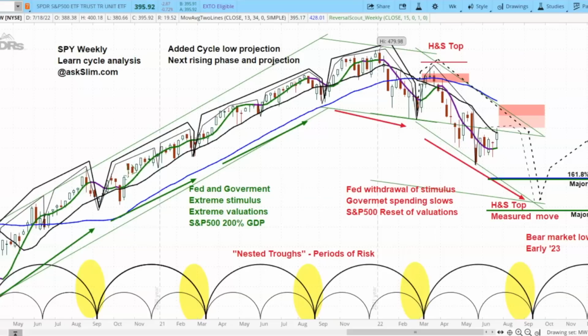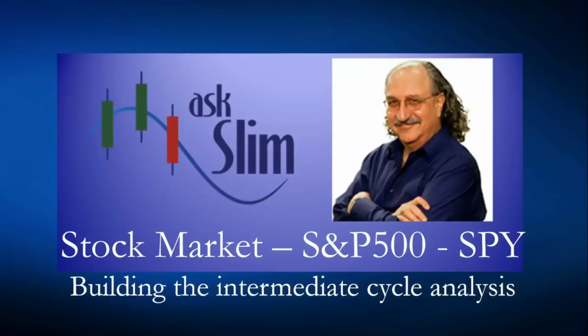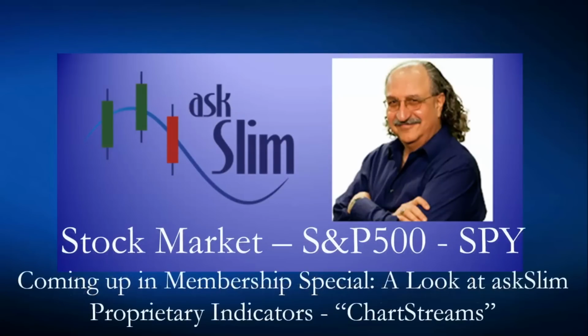So decline into September, October, and then the likelihood of some kind of a move. 350 on the SPY is reasonable. 320 on the SPY is possible in that time. So that's how we get this analysis that we referred to in the S&P 500 and building into that analysis. And I hope you found that very interesting.